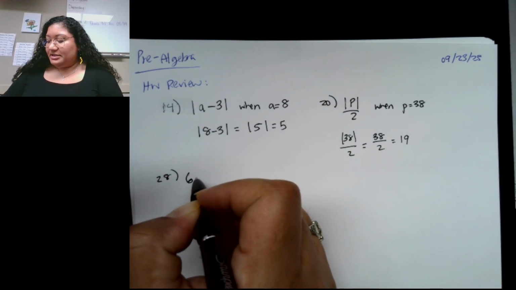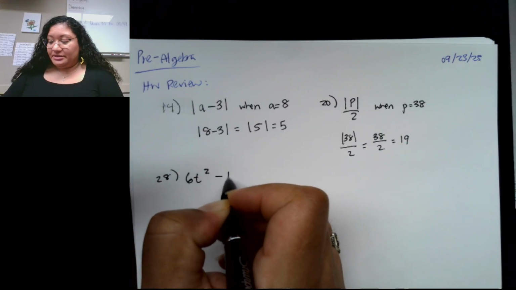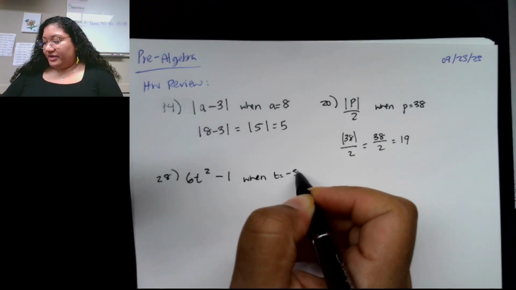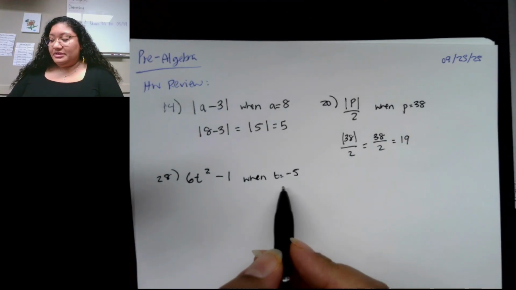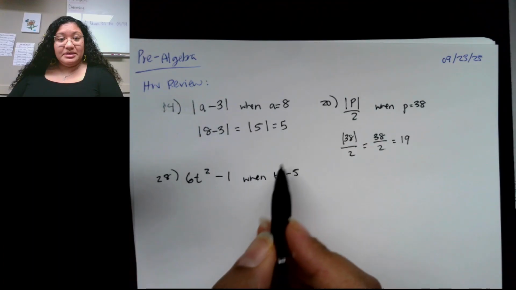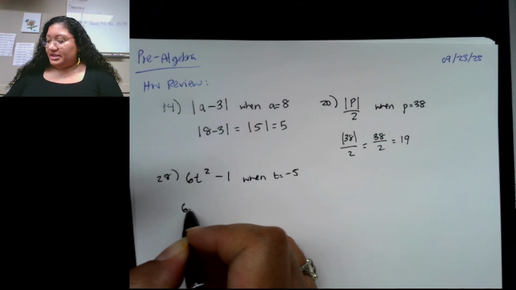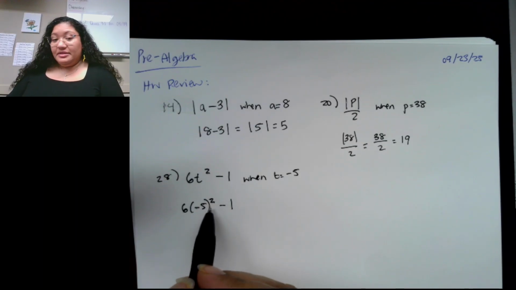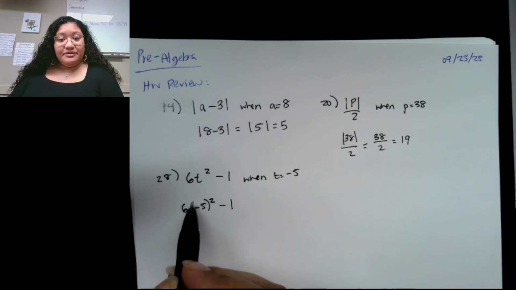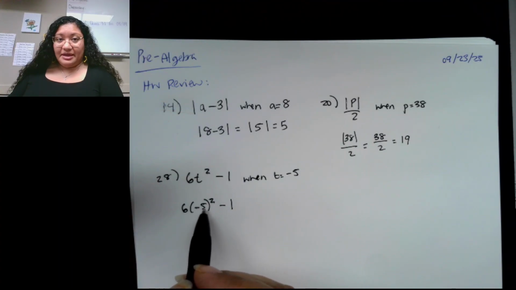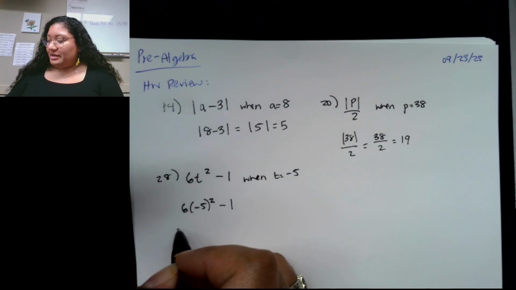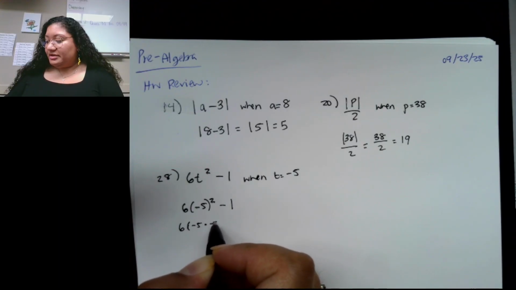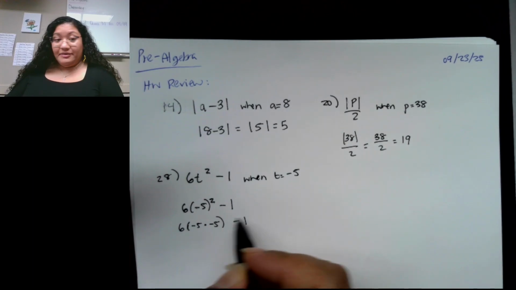So we got 6t squared minus 1 when t equals negative 5. Okay, so that means that t is going to be fully replaced by negative 5. So I've got 6 times negative 5 squared minus 1. That square belongs to everything inside of here. So does it belong to the 5? Yes. Does it belong to the negative sign? Yes. So that means I do 6 times negative 5 times negative 5, minus 1. Can't forget this part of the problem.